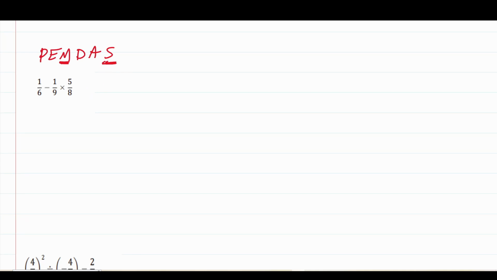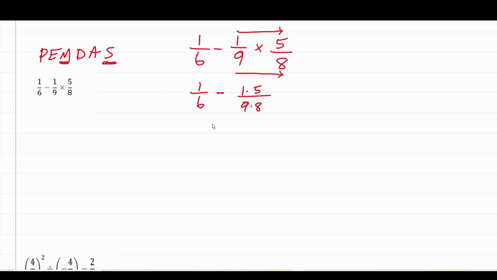So let's go ahead and write this one off to the side so we can have some room to work on it. 1/6 minus 1/9 times 5/8. We're going to do this multiplication before the subtraction, as I just mentioned. So in other words, we're going to multiply straight across here, and we'll just copy down this 1/6 since we're not dealing with it yet. This becomes 1 times 5 over 9 times 8. 1 times 5 is pretty easy to work out. That's just 5. 9 times 8 is 72.